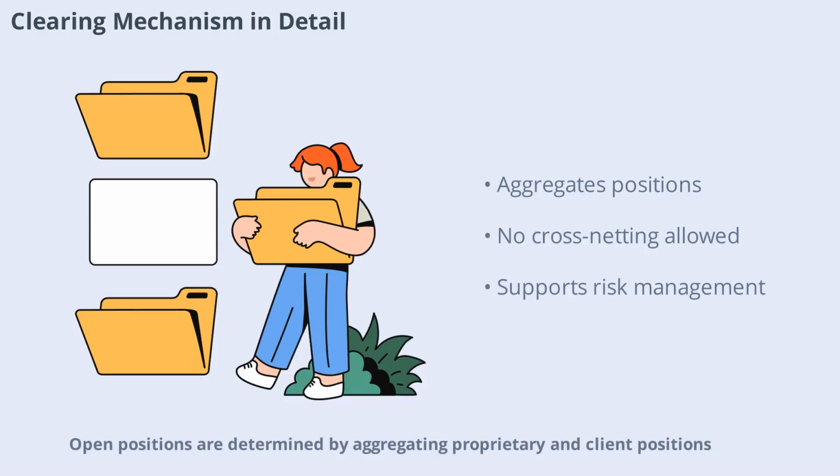Clearing mechanism involves calculating open positions and obligations for each clearing member. Open positions are determined by aggregating proprietary and client positions, with no netting across clients or between proprietary and client accounts. Each trading member's open position is the sum of their proprietary and client positions, and these are further aggregated at the clearing member level. This approach ensures accurate exposure and margin calculations, supporting robust risk management.